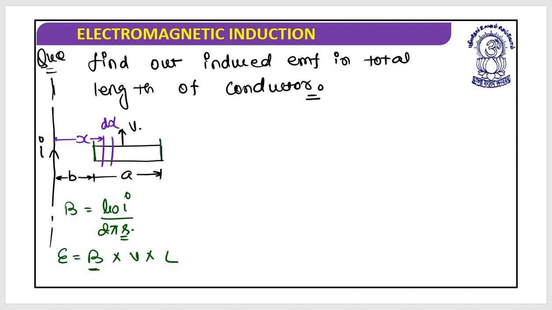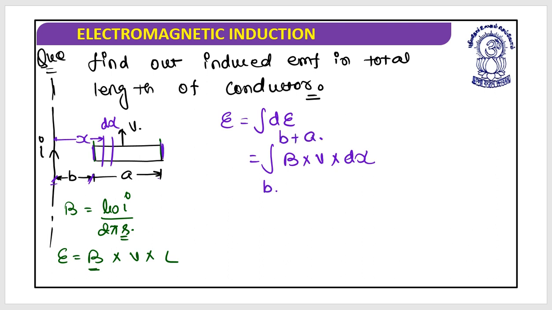So first let's find out the EMF. E is equal to the integration of dE, that could be written as B into V into dx. Now one more question is how to integrate this and what is the limit. This rod starts from here and ends up here. This is at distance B, so this end will be at a distance of B plus A. So this is to be integrated from B to B plus A.